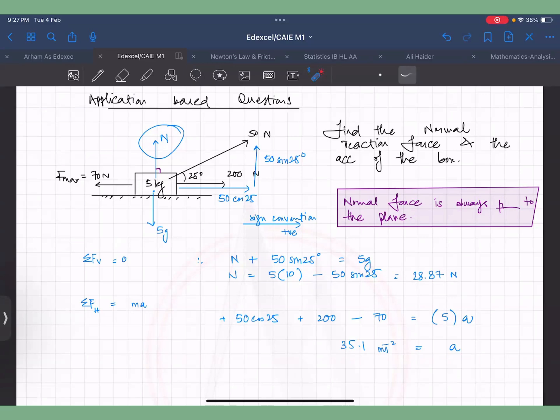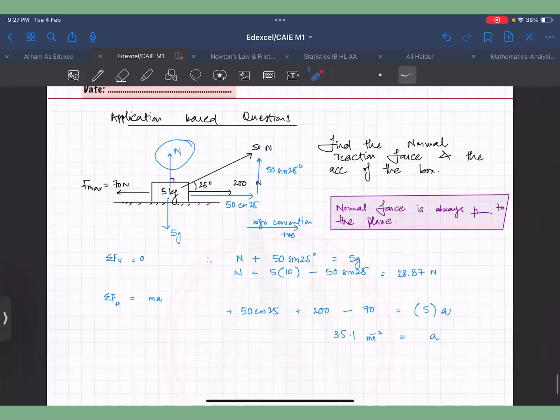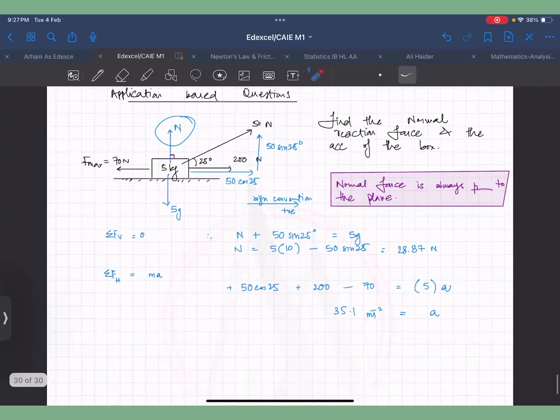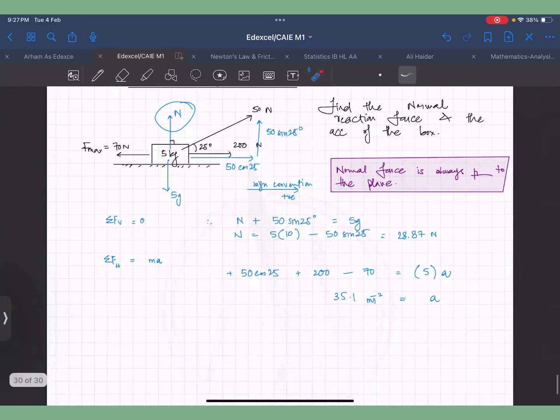Sometimes now they can move around these things. Sometimes they would give you the acceleration, they would ask you for the resultant force, and they would ask you for the unknown forces. So this thing would be interrelated. Everything is now connected. Okay, let's do one more.